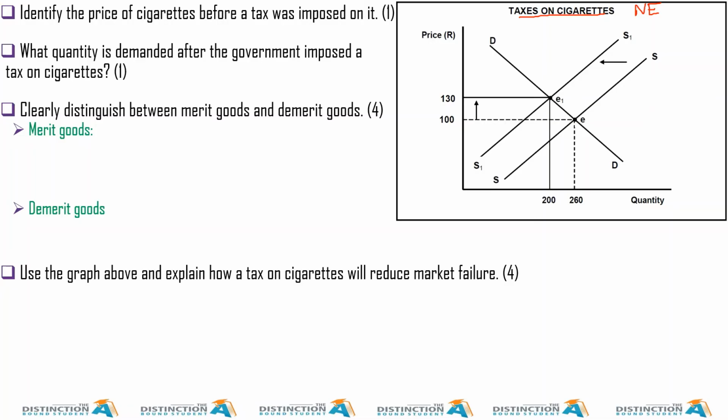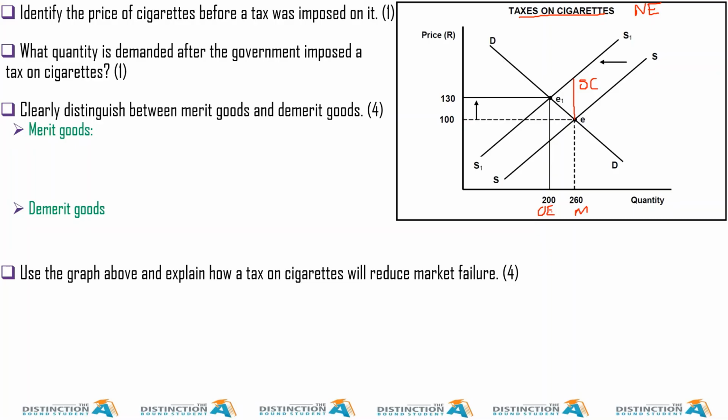This 200 is what the market is supplying. So this is the market equilibrium. So this one here is the market, and this one is what's efficient. Why do I say this is what's efficient? Or this is what's optimum. Let me use the word optimum. Right, so why do I say so? Because this one here does not include the social cost. You see, this social cost here.